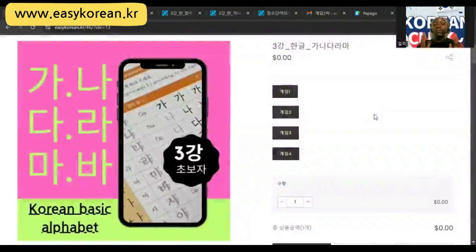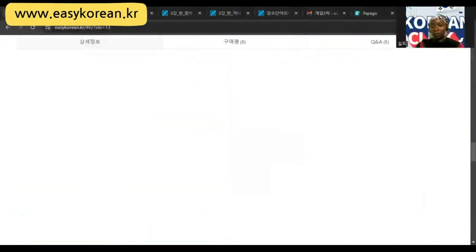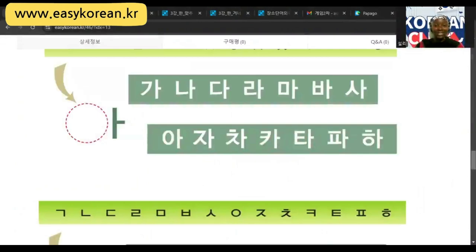We're going to learn the consonants with the vowel a, as you can see on the screen. Okay, can you see this? These are all the consonants with the vowel a. Can you see? With the vowel a.